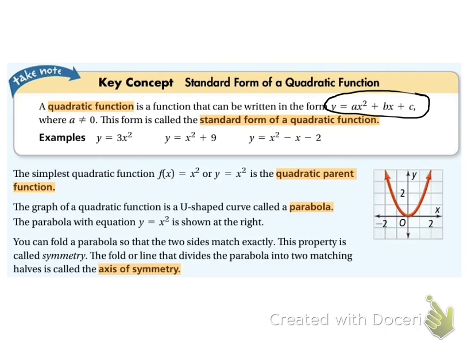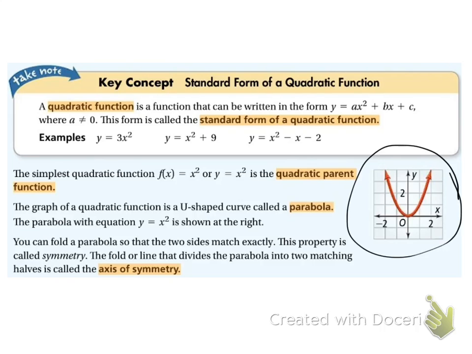When it's written in this form, this is called the standard form, okay? Here's 3 different examples of it. It has to always have that x squared in front. It doesn't have to have the bx or the c. So the parent function, which is like the simplest form, is just x squared. Okay, and that's graphed over here.